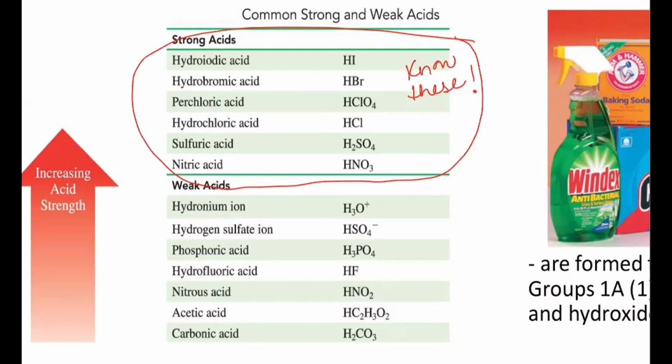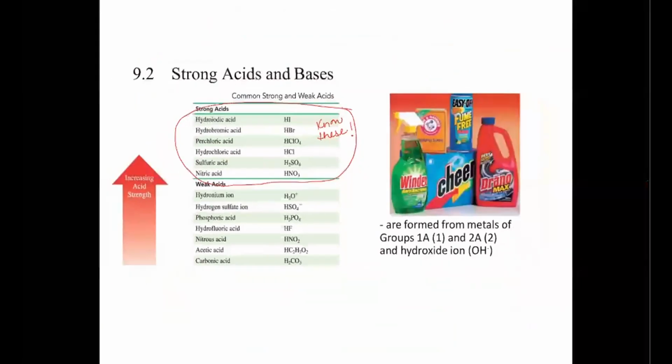The reason why it's important to know these is because anything that is not in that top 6 is going to be a weak acid. So you don't even have to question it: if it's not HI, HBr, HClO4, HCl, H2SO4, or HNO3, then it is a weak acid. And this is going to be particularly important when we talk about buffers later in this chapter.